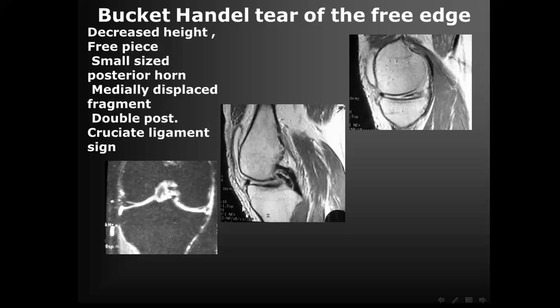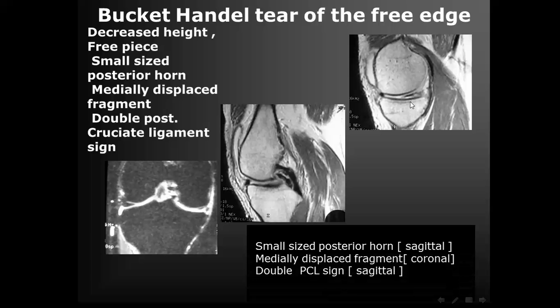So we'll repeat again: small size, free piece, double outline or double PCL sign, and small meniscus. That means that there is tear of the free edge. Of course, the sagittal will show the small size and the double PCL, while the coronal will show the medial displacement of the fragment.